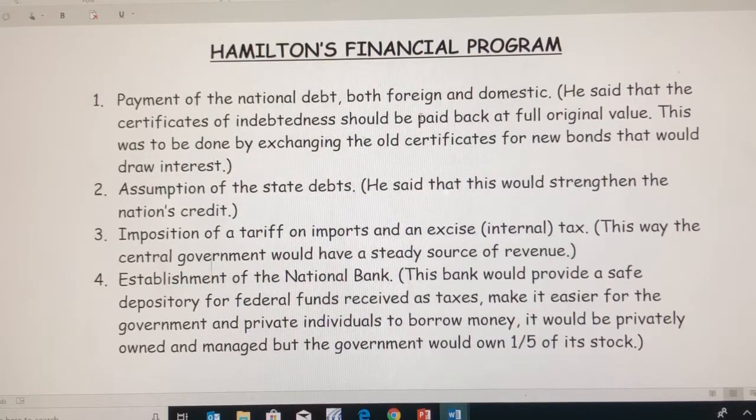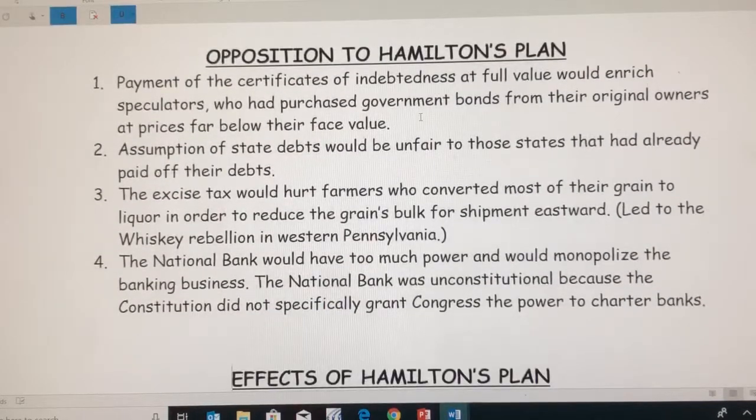We're going to see his plan is going to have some opposition. The people who originally had those certificates of indebtedness have already sold them off to speculators at not the full value, and now the government's going to pay them. And so they're really upset. And these are our veterans. We're going to see that assumption of state debt is really going to upset states that have paid off their debt, such as Virginia. And what will be done is the capital will be moved close to Virginia in Maryland so that they could appease that state.